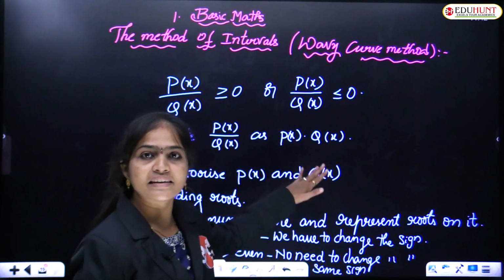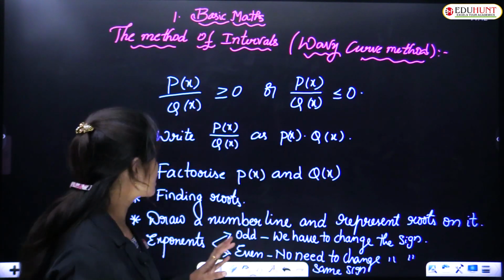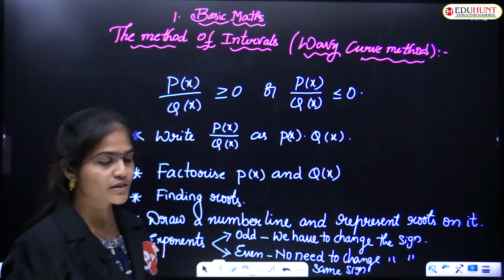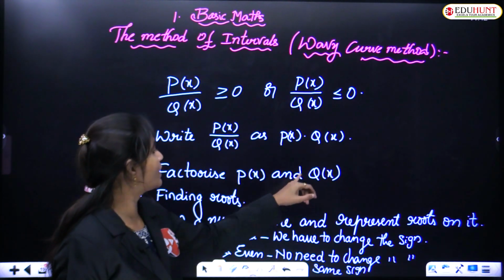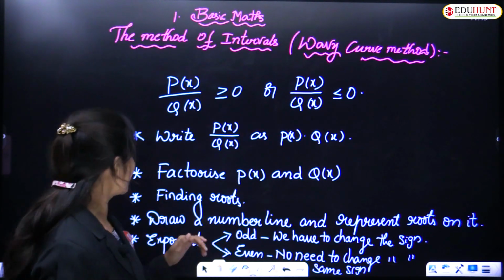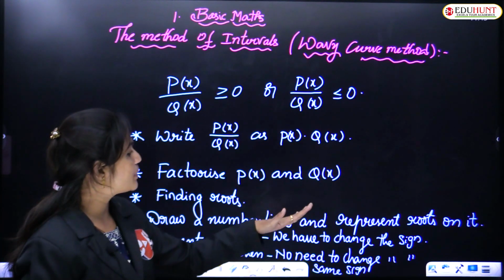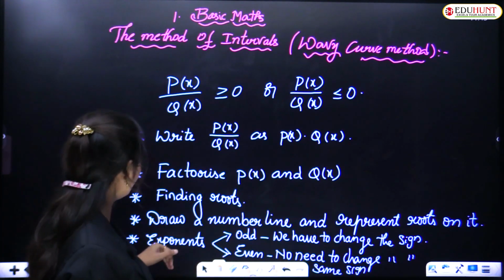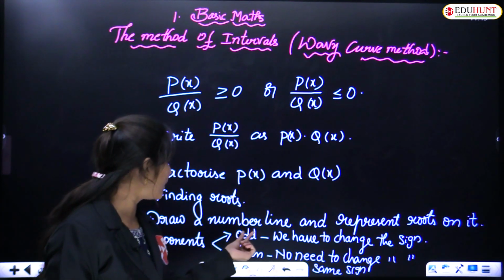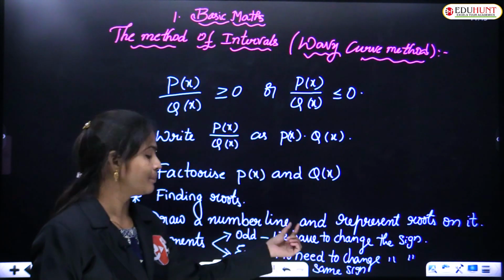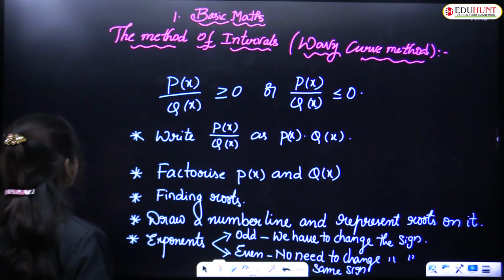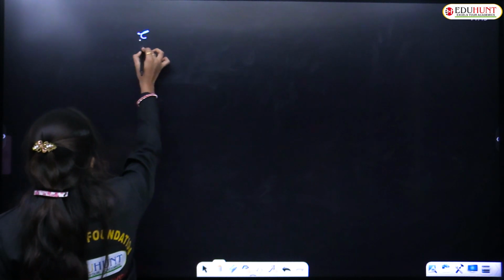So children, these are all the steps. Okay, so the first step is we have to write P of X by Q of X as P of X into Q of X form. And here factorize P of X and Q of X. Next we have to find the roots. Next, draw a number line and represent roots on it. Okay, next exponents, we have to check the exponents. If the exponents are odd powers, then we have to change the sign. Next, if the exponents are even, then no need to change the sign. Okay, so let us say that. So I'll tell you one example here.